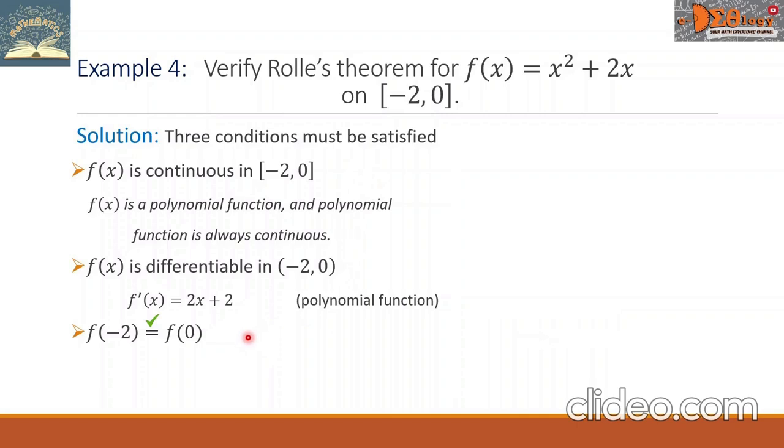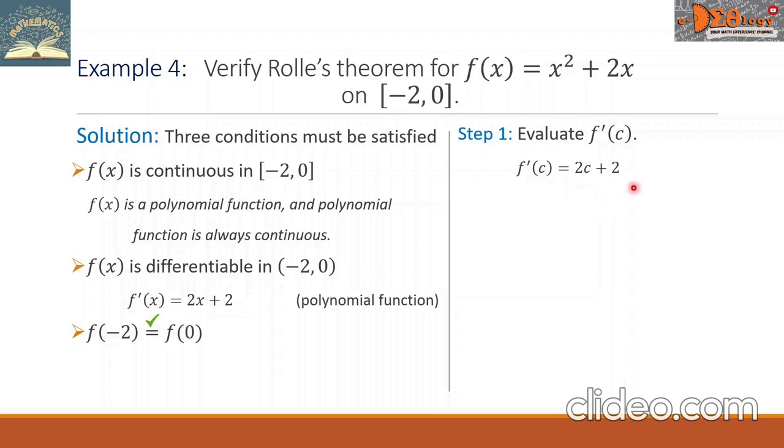We go to the next step, and that is we evaluate f prime of c. In our condition 2, we got the derivative function. So, we change the x by the c. So, f prime of c is equal to 2c plus 2. Then step 2. We set f prime of c equals 0 and solve for c. With this equation, the left side is now 0 equals 2c plus 2.